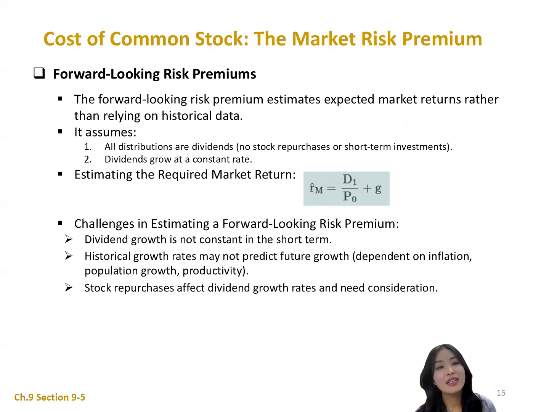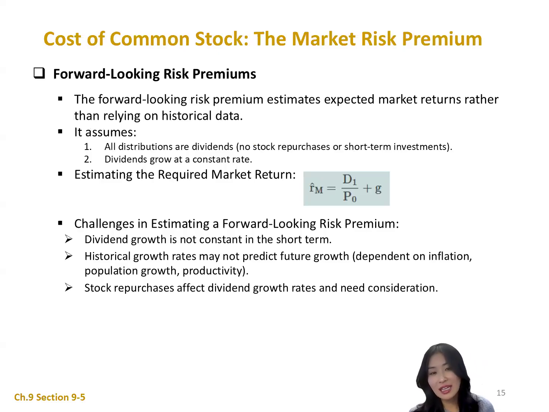Finally, the last approach is the forward-looking market risk premium. This estimates the required return on the market using assumptions very similar to the constant dividend growth model. The constant dividend growth model assumes all distributions are dividends, with no buybacks and no short-term investment. The second assumption is that dividends grow at a constant rate over time.